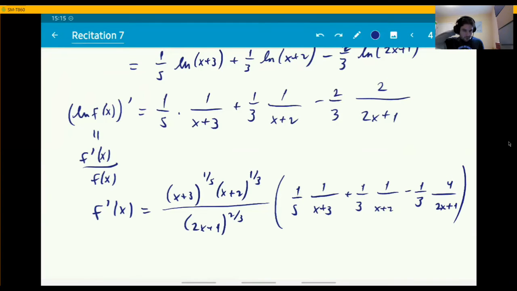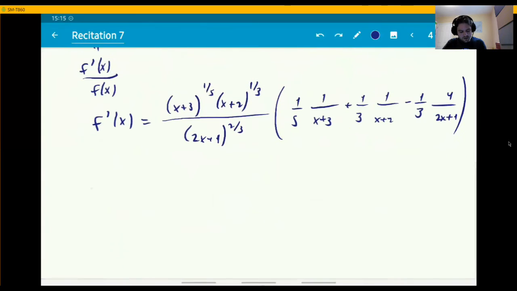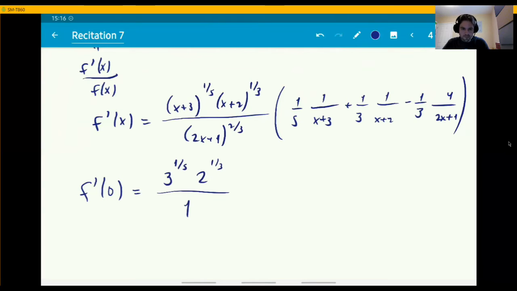All right, this is f prime of x, but the problem wanted f prime of 0. That's very easy to find in here. Just plug in 0 for x. So you do have this crazy term in your fraction. 2x plus 1 becomes just 1, and 1 raised to 2/3 is just 1. But now inside here you have 1/5 times 1/3 plus 1/3 times 1/2 minus 4/3 times 1.